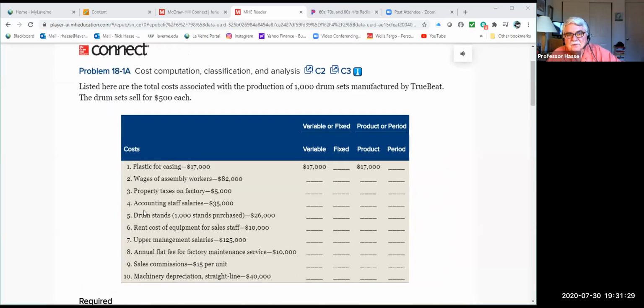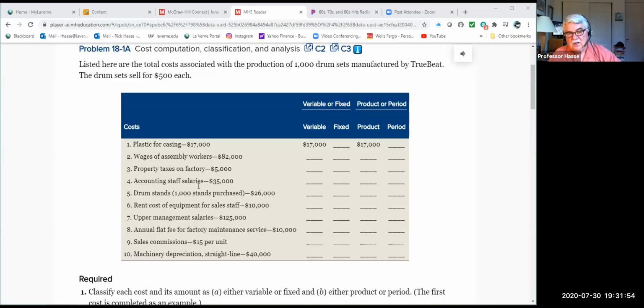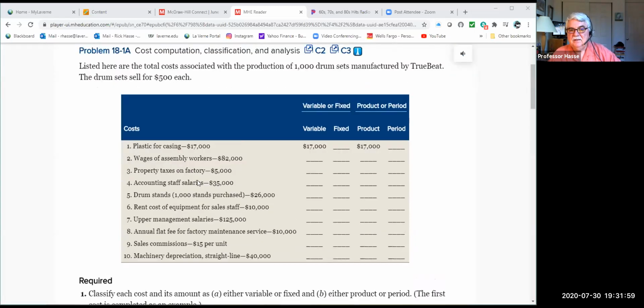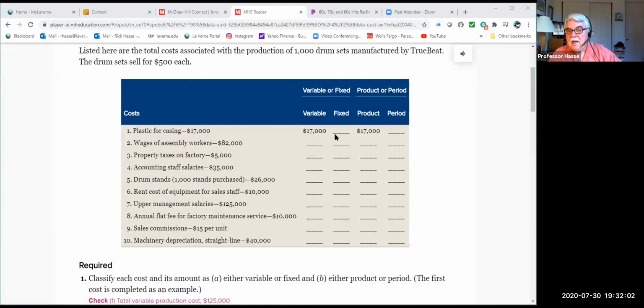We're now going to go around the room. For example, the very first one here, note it says plastic for casing. Here are the total costs associated with the production of 1,000 drum sets manufactured by TrueBeat. The drum sets sell for $500 each. And here are the various costs associated with this. Our job is to determine variable or fixed, product or period.